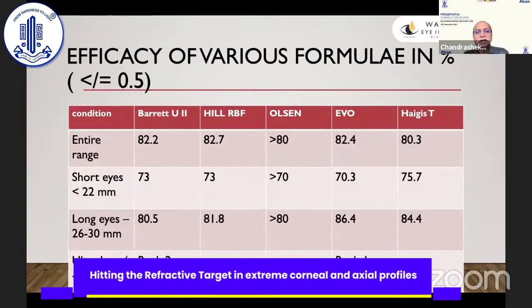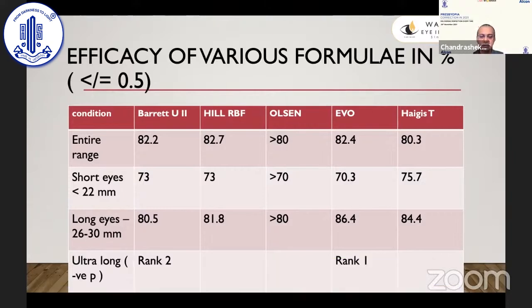Now, this is a very interesting slide which tells us about the efficacy of various formulae, the latest formulae, in percentage, where we have hit a target of plus or minus 0.5. So when you talk about the entire range, you can see that all are above 80. In short eyes, we come down, but all are above 70. In long eyes, again, all are above 80. Ultra long eyes, I did not get the percentage, but EVO stands at rank number 1, and Barrett Universal stands at rank number 2. This is like a summary of various papers I have read.